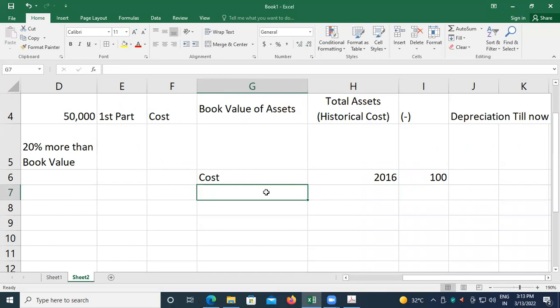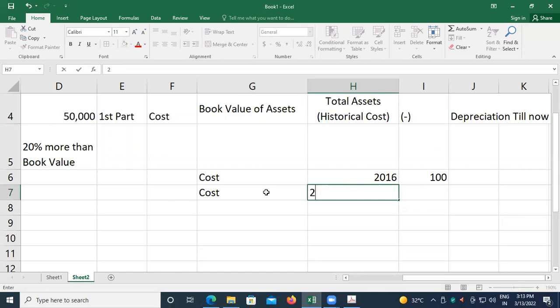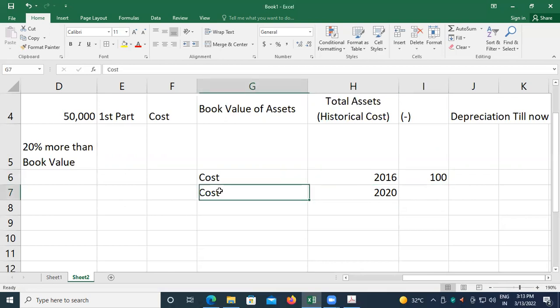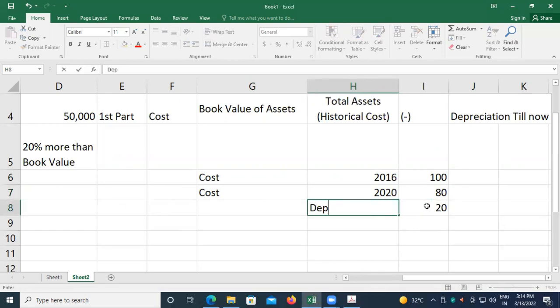And if you want to calculate the asset cost in 2020, obviously the cost of the asset must have come down. You purchased the asset in 2016 at 100 rupees. Now if you want to calculate the cost of the asset in 2020, then that will be cost minus depreciation value. Let's imagine the cost presently in 2020 is 80 rupees, which means the remaining 20 is nothing but the depreciation you have charged.